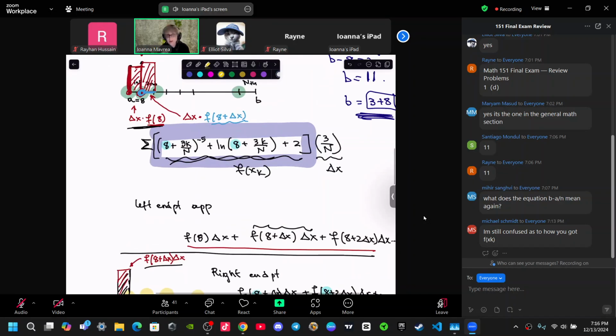So you find where the 8 is, where the leftmost endpoint is, your a. You find it in your formula. That along with however many delta x's, that's your x. So this whole thing, 8 plus a bit of delta x's, this whole thing is your x. So your function should be this: x to the negative 5 plus natural log of x plus 2. That's your function.